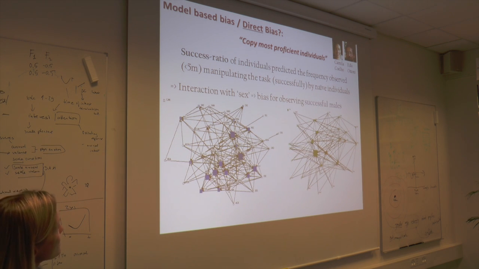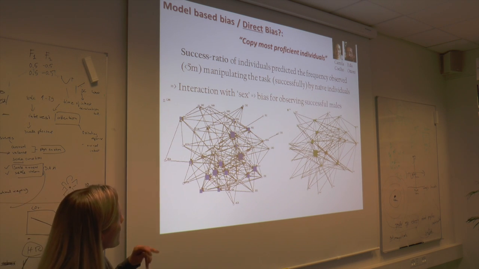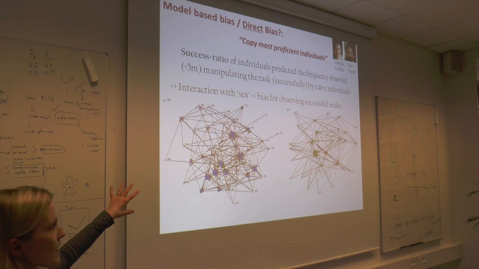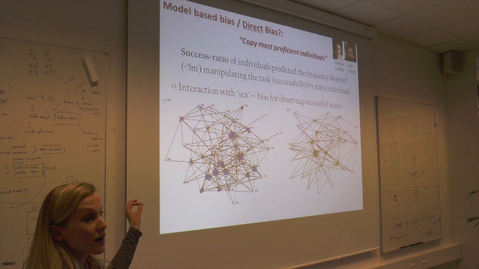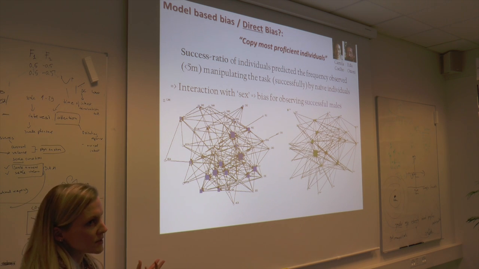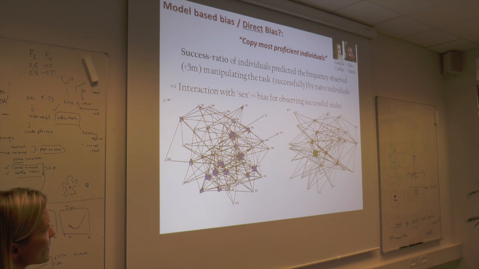And this did seem to interact a bit with sex, so there was a bias for observing successful males. So for these networks, sorry, I forgot to say, there are 2 wild groups that we looked at, one very much bigger than the other. And these are in-degree social networks of who observed who, and they're normalized for the number of manipulations that individuals did. So this guy is a really big square, so he was observed a lot, but it's not just because he did a lot of manipulations.